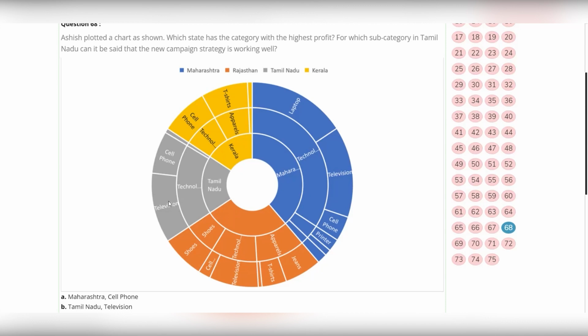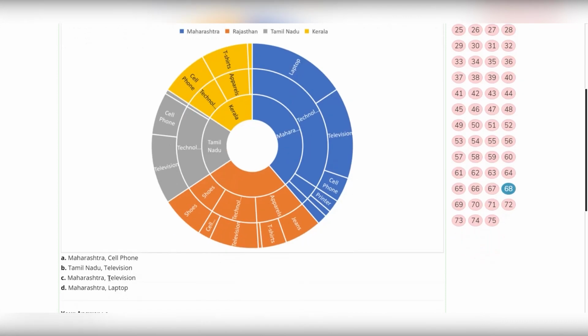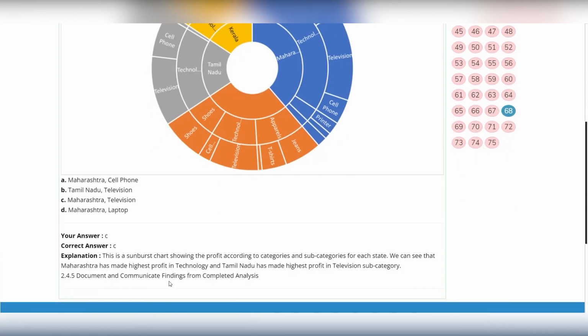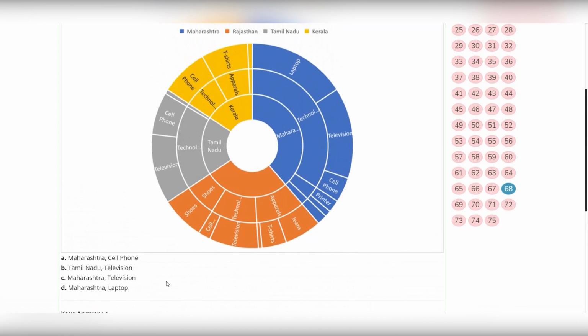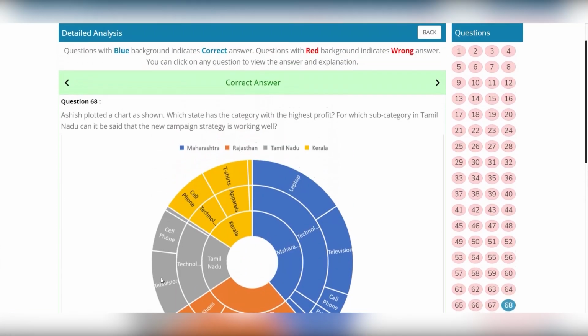And we can say that the new campaign strategy is working well. And when we compare it with cell phone or this other smaller category, Maharashtra and television, that is option C, is the correct answer. So you will have scenario-based questions with data visualization using different charts, where you look at the charts and infer the correct answer.